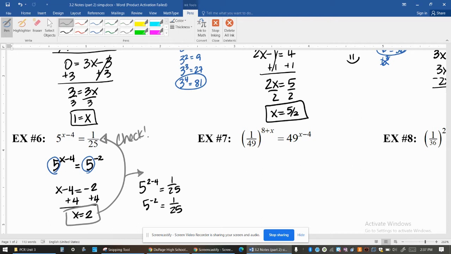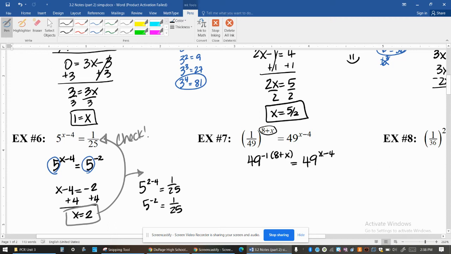Remember, at any time you are more than welcome to pause the video, do what you got to do so that you are understanding the lesson. Okay, 1 over 49 is the same thing as 49, except it's in the denominator, so it got dropped like it was hot. So I'm going to rewrite this as 49 to the negative first power, but don't forget there was already a binomial of 8 plus x. So I'm going to go ahead and write that in parentheses.